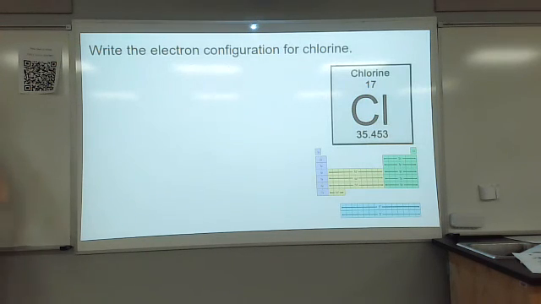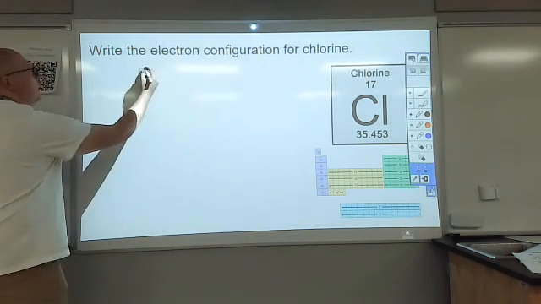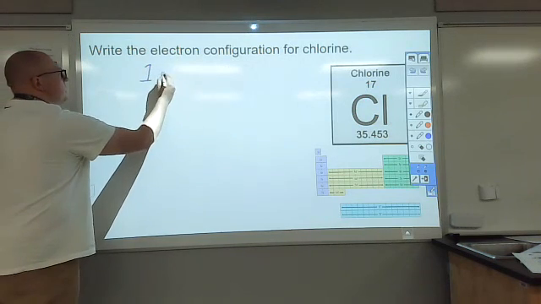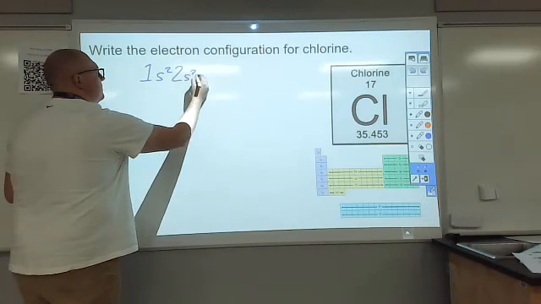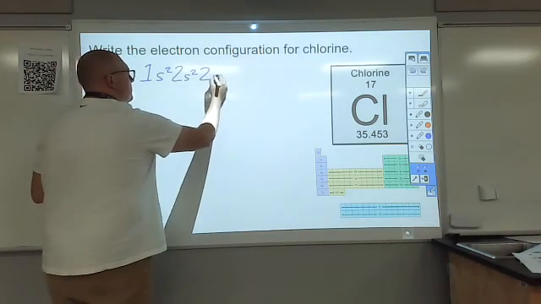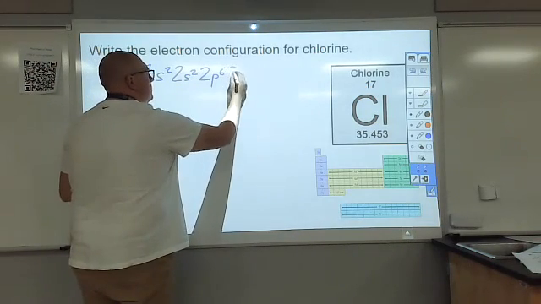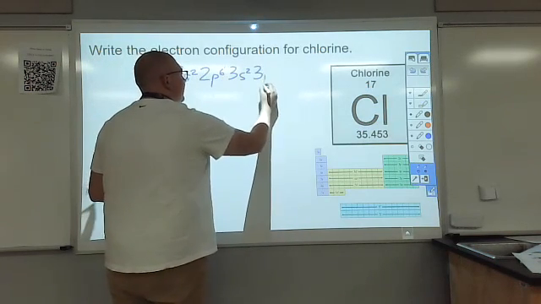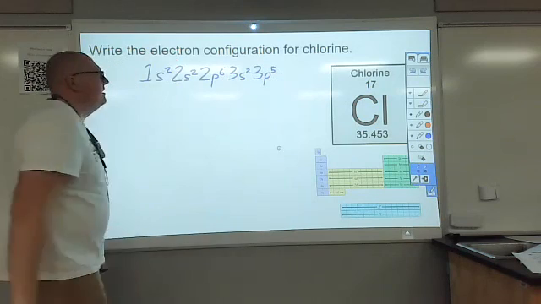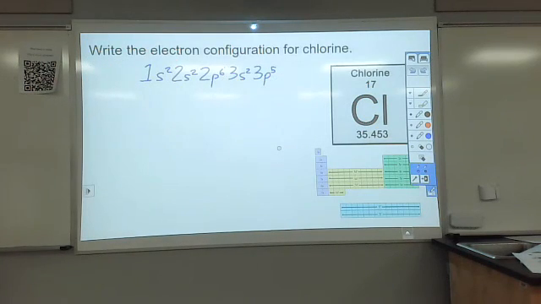Bam. This will be our last one. If we do it good, it's the last one. I need to hear everybody's voice. Okay, here we go. 1s2, 2s2, 2p6, 3s2, 3p5. 1, 2, 3, 4 plus 6 is 10 plus 2 is 12 plus 5 is 17.